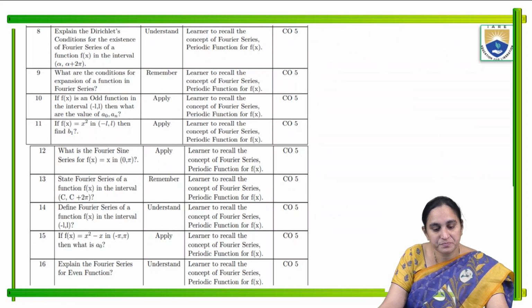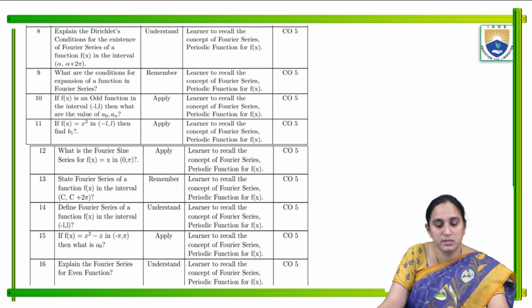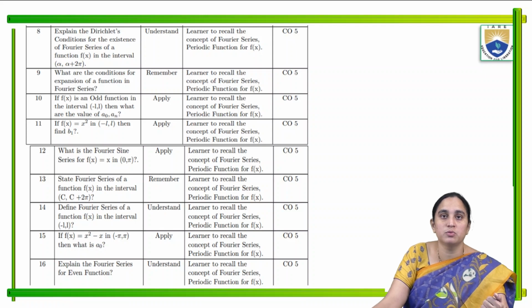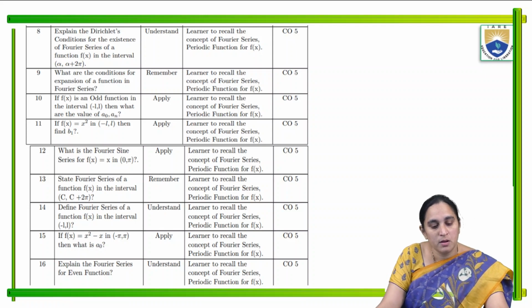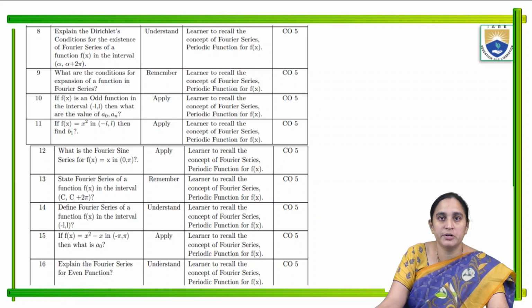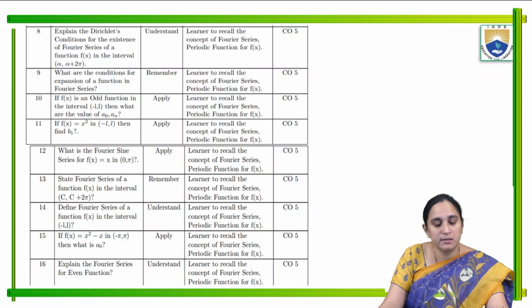Next, eighth one, explain the Dirichlet conditions for the existence of the Fourier series of a function f of x in the interval alpha comma alpha plus 2 pi. Dirichlet conditions, we already discussed. The function is definitely continuous, and some other conditions are there in the basic concept of the Fourier series. Go through that. Ninth one, what are the conditions for the expansion of a function as a Fourier series? This is also the same as the Dirichlet conditions. These are theoretical questions.